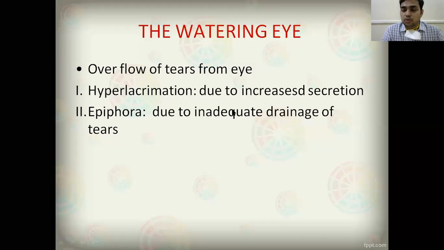It is because of 2 reasons. First one is hyperlacrimation, that is the increased secretion from the lacrimal gland. And the second one is epiphora, which is due to inadequate drainage of the lacrimal passages. The lacrimal passages include puncti, canaliculi, lacrimal sac, and nasolacrimal duct. Because of inadequate drainage of normally secreted tears, we call it epiphora. If there is increased secretion from the lacrimal gland, we call it hyperlacrimation. These are the 2 reasons for the overflow of tears or watering of eyes.